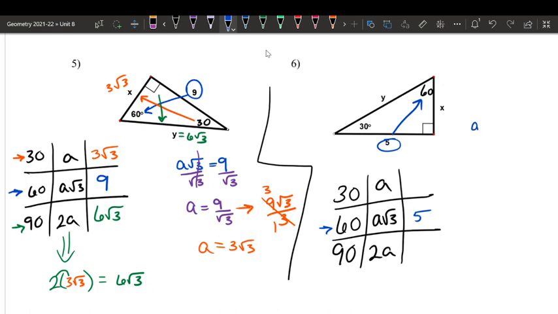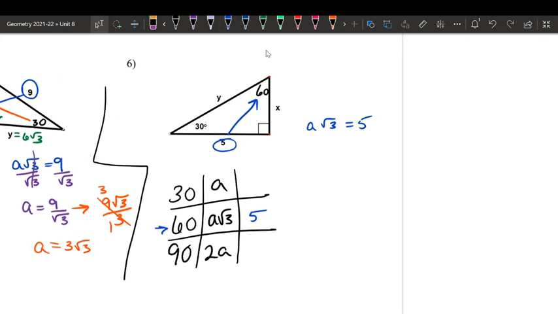So that means that A square root 3 equals 5. And so I want to solve that. So I'm going to divide by the square root of 3. So A equals 5 over the square root of 3. But that is bad form, right? That's against the math rules. You cannot have a radical in the bottom.